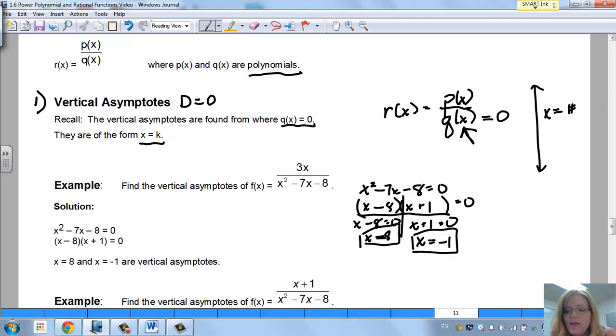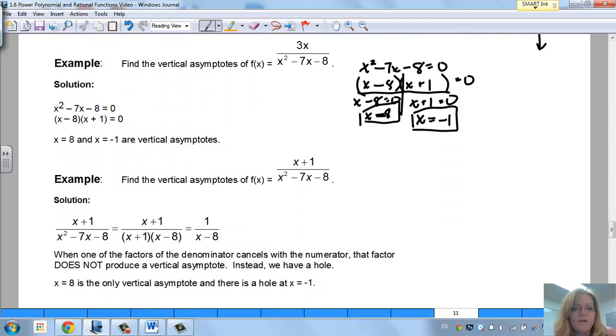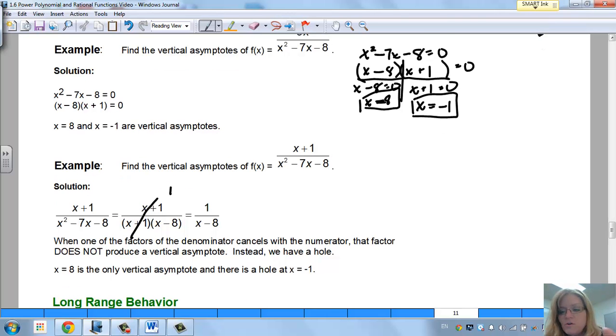Now it says find the vertical asymptotes of x squared minus 7x minus 8, and the solution goes through this: you can factor it, and see how this is x plus 1 on the top. I can factor the bottom, make it equal to 0, and reduce it down. See how it makes a 1? When one of the factors of the denominator cancels with the numerator, that factor does not produce a vertical asymptote. Instead, we have a hole. x equals 8 is the only vertical asymptote, and the hole is at x equals negative 1. We're going to see some of those examples. I just wanted to show you that vertical asymptote.